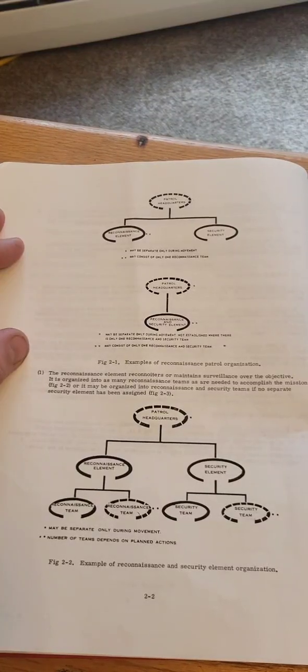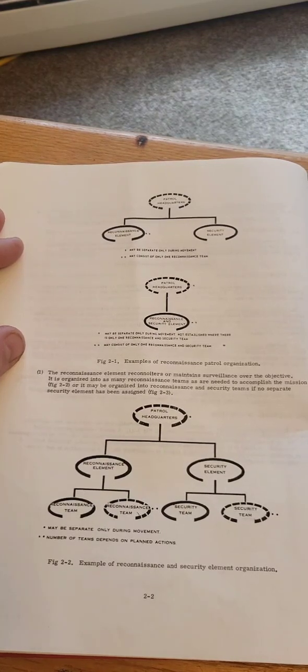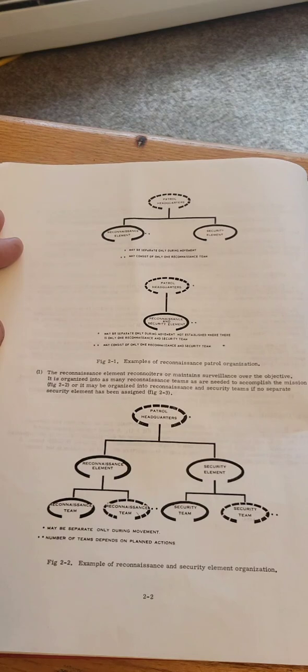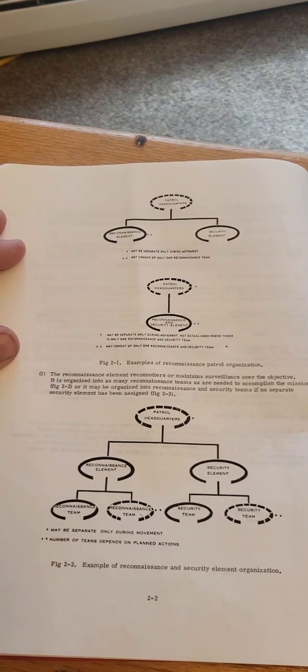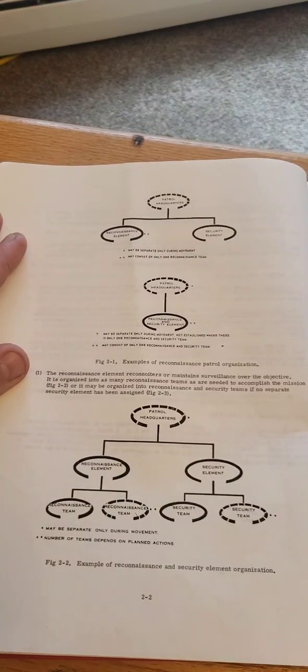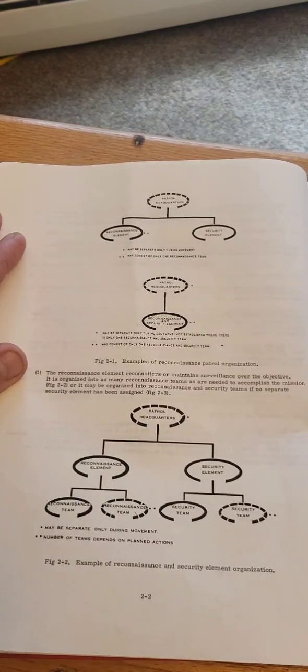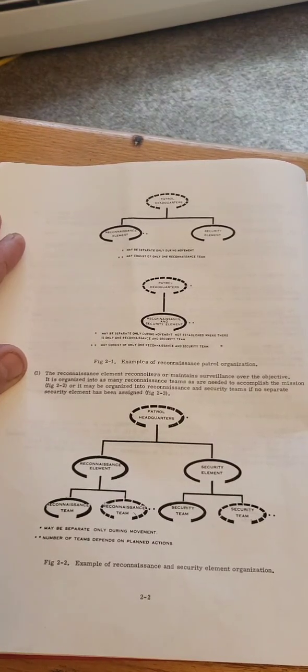1. The reconnaissance element reconnoiters or maintains surveillance. I love that word, reconnoiter. Or maintains surveillance over the objective. It is organized into as many reconnaissance teams as are needed to accomplish the mission. Figure 2-2. Right here. Or it may be organized into reconnaissance and security teams if no separate security element has been assigned.